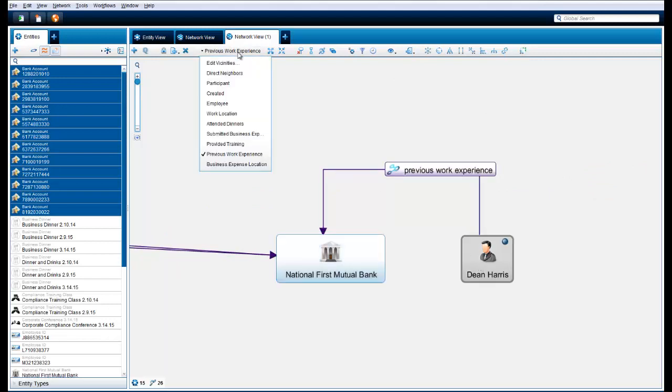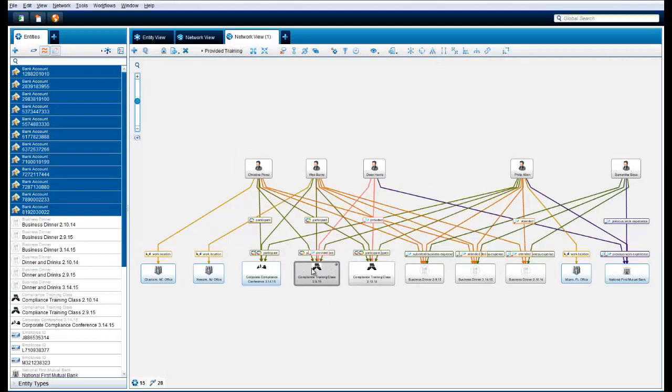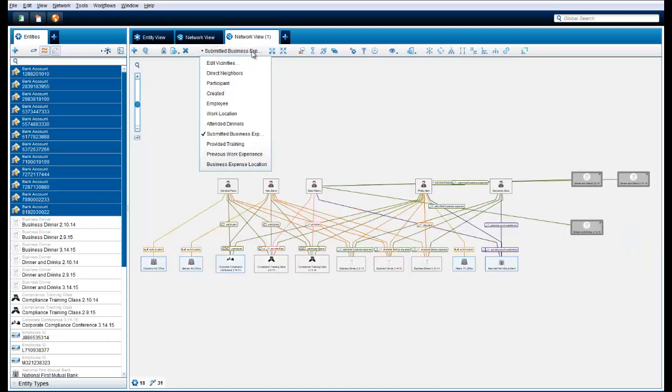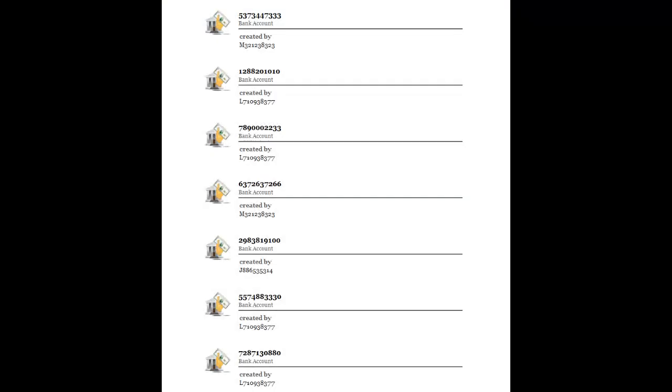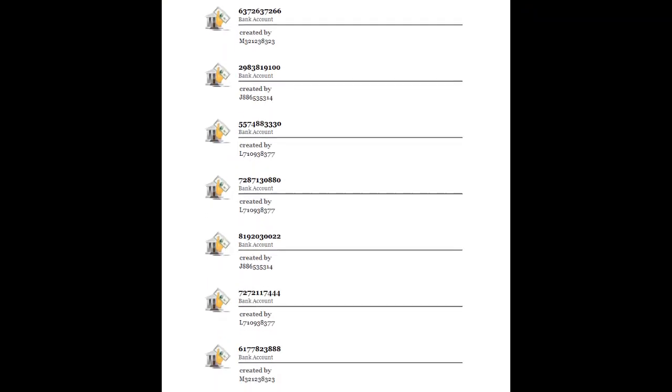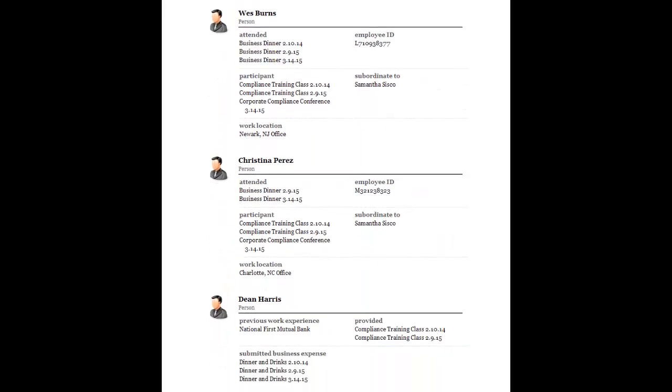Focusing on Dean Harris, we find that he was the instructor for the specific compliance training sessions the three account managers attended. Furthermore, while he was not included in the business dinners the other employees attended, he submitted dinner expenses to the same restaurants on the same nights, indicating that the five individuals would have had an opportunity to meet. Using the latest in data analytics, we have just identified the five actors and 12 most relevant accounts from the bank's entire transaction systems.